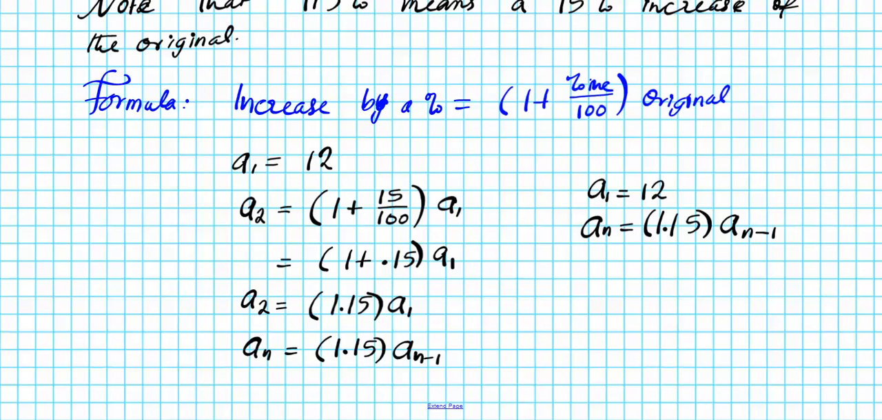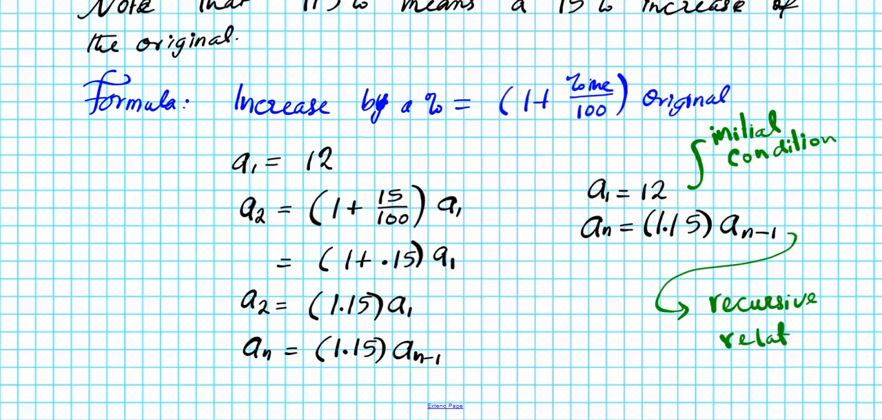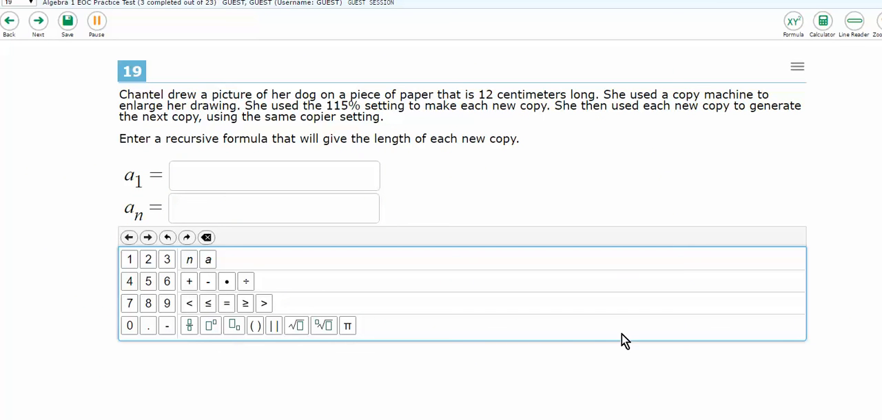Okay, so let's just write down what they are. This is the initial condition. That's what you start with. And this equation right here is the recursive relation. Together, they form your recursive formula for generating terms of this sequence that basically increases the size of paper by 15% over and over and over again. All right, so you might wonder, how on earth are we going to enter that crazy formula into the computer?